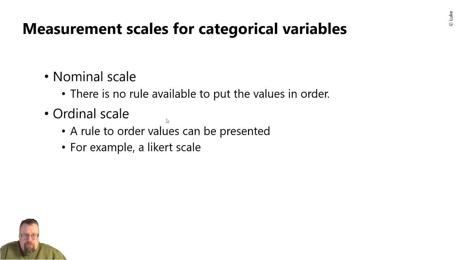There's different measurement scales for categorical variables. There's, first of all, nominal scale, which means that there is no rule available to put the values in order. And on the other hand, there's ordinal scale, which means that a rule exists to put the values in order. So, for example, a Likert scale, which means that the person agrees strongly, agrees somewhat, disagrees somewhat, or disagrees strongly, that clearly has an order for the values.